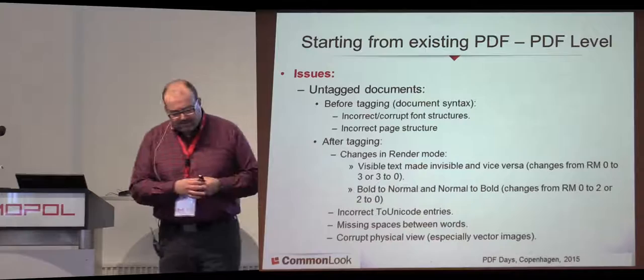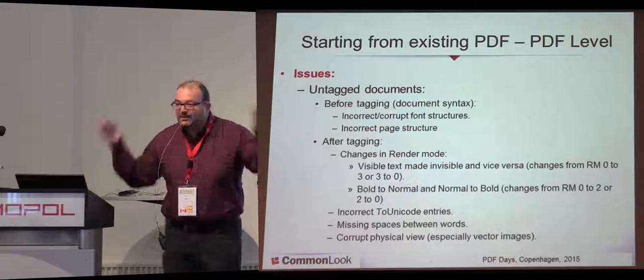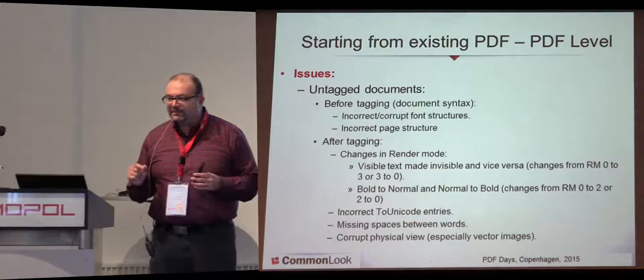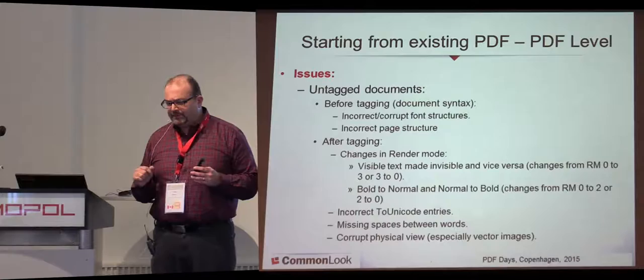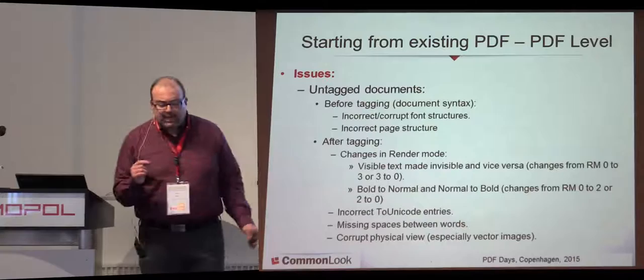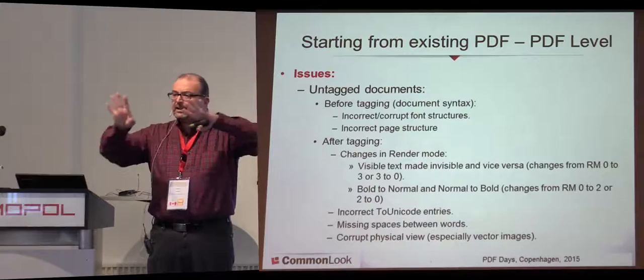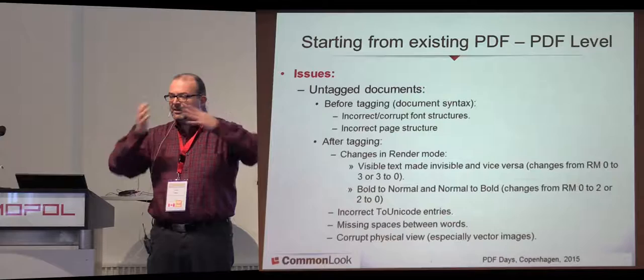There are also sometimes, for certain fonts in certain circumstances, cases where the spaces will not be inserted, even though you retag the document. In most cases this issue would disappear, but in some cases you will still have missing spaces between words, so word breaks. Also, sometimes you would get a corrupt physical view. You tag the document and a complex vector image would be messed up. Certain things would disappear, certain colors would disappear, certain parts of the image would disappear, and so on.